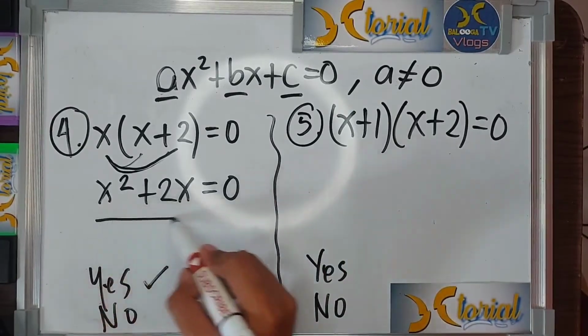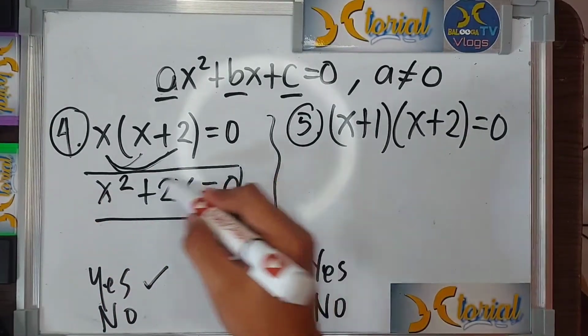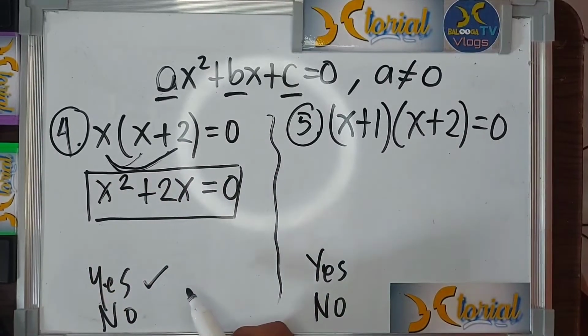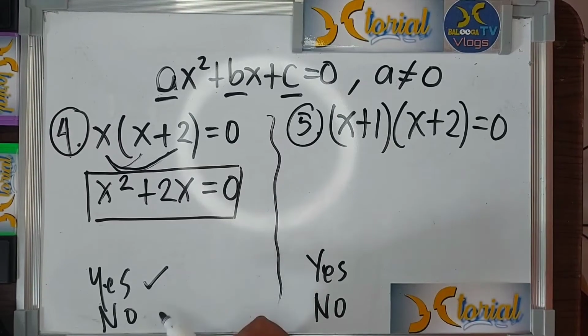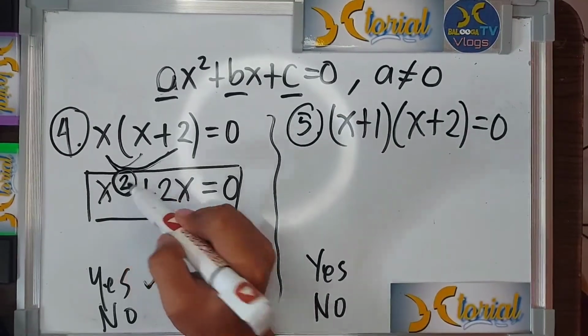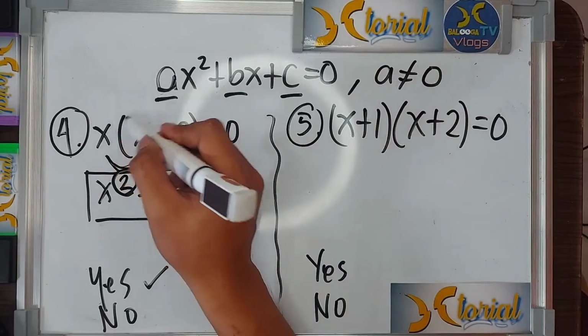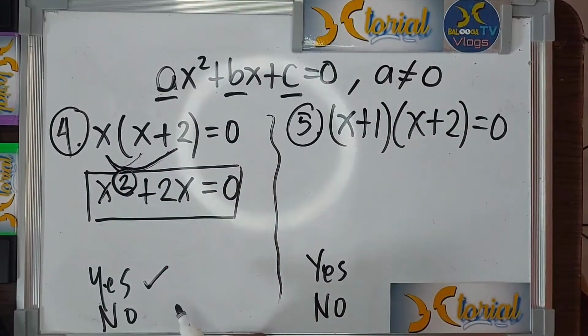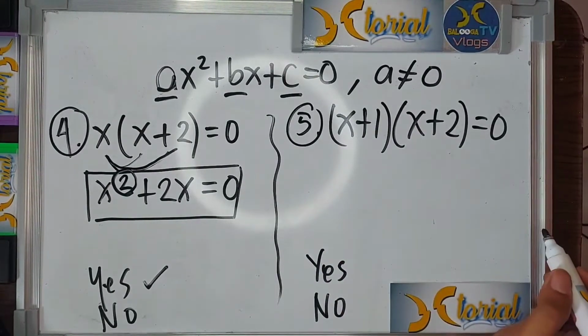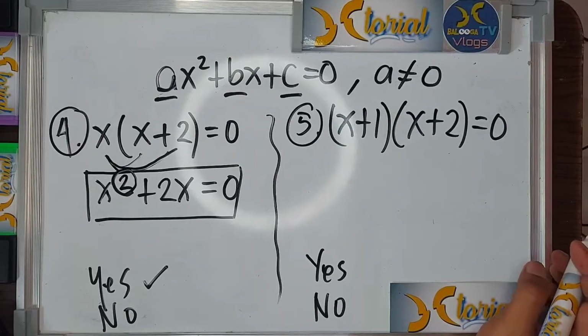So ngayon, ang final standard form nito, we have x squared plus 2x equals 0. So ngayon, it is a quadratic equation kasi nga, ang pinakamataas na exponent ay 2. Okay? So hindi sa lahat ng oras na kapag wala po tayong nakitang exponent na 2, hindi na siya quadratic equation. So yung number 5 naman, quadratic equation kaya or hindi?